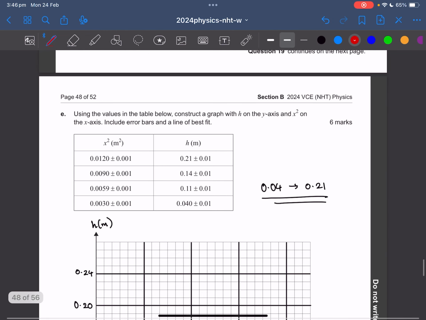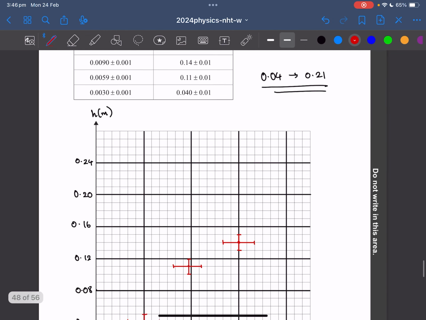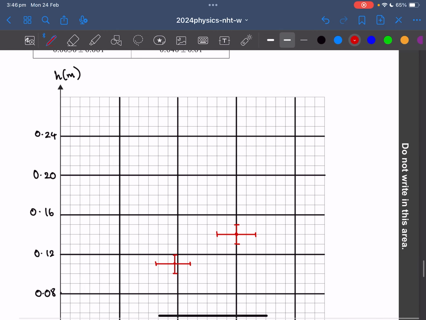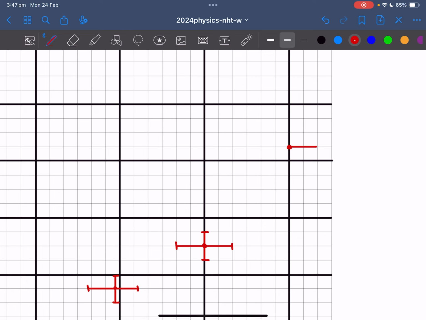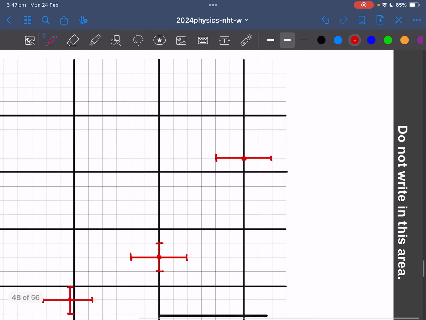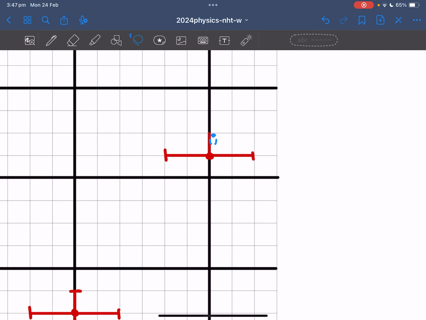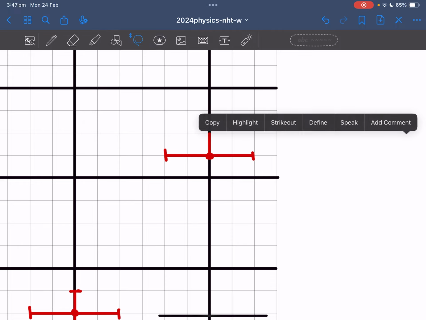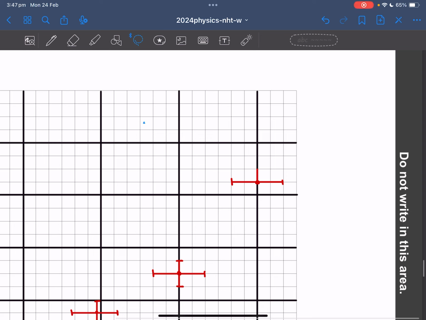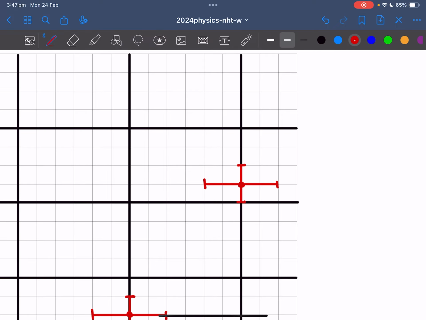Okay. And then the last one is 0.120 and 0.21. So somewhere around here. I mean, now that I think about it, the scaling looks quite nice, which is always good. Okay, what is this? Just to copy and paste. Okay. All right, so that's that.